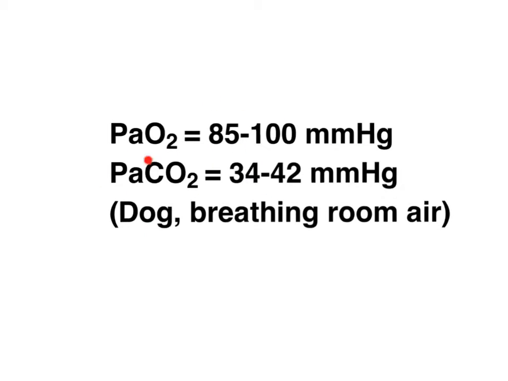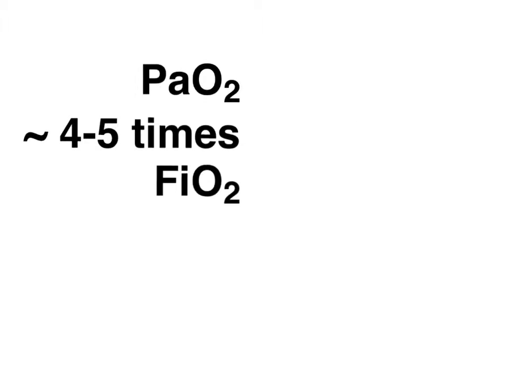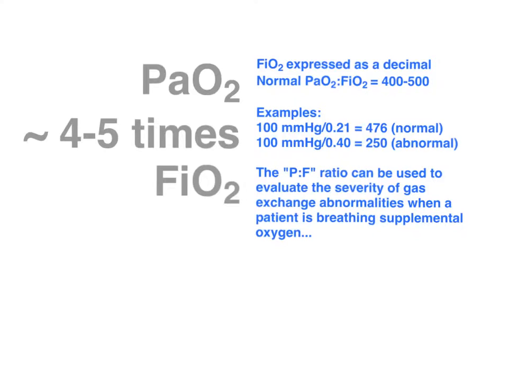PaCO2 is a bit more species specific, but for the dog, about 34 to 42. Remember we said that the PaO2 should be about 4 to 5 times the FiO2, or the fraction of inspired oxygen. And we can use this known relationship to our advantage when we're comparing animals who are breathing differing amounts of oxygen. It's just math, and by convention the FiO2 is expressed as a decimal, so instead of saying 21%, we say 0.21.